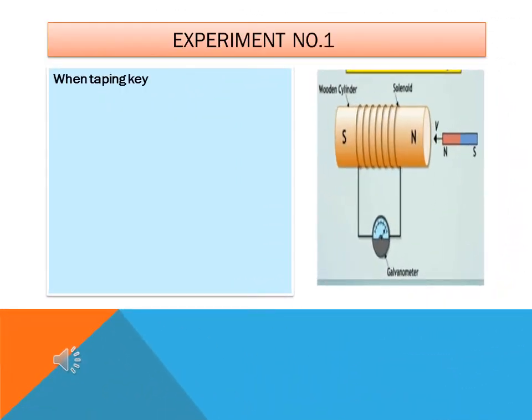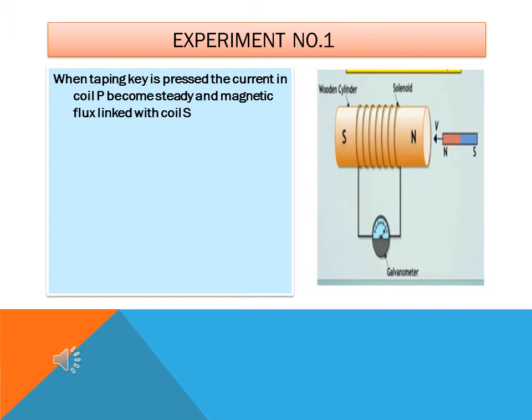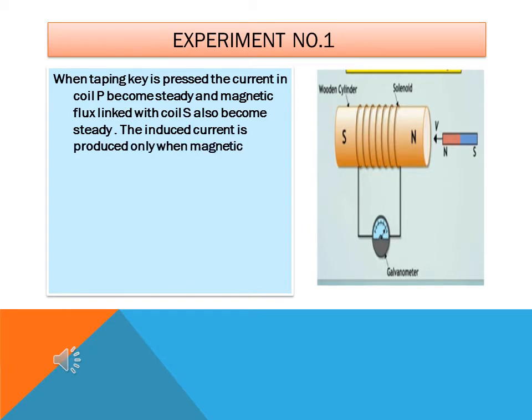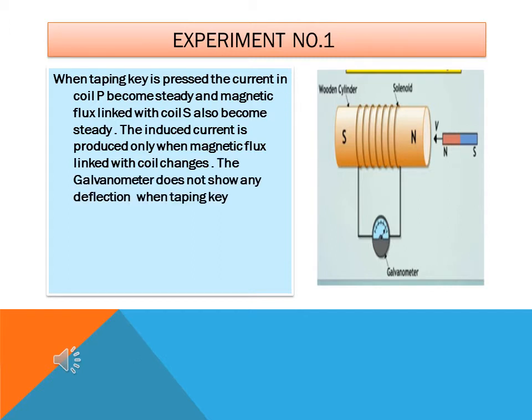When the tapping key is kept pressed, the current in the coil P becomes steady, and the magnetic flux linked with the coil S also becomes steady. The induced current is produced only when the magnetic flux linked with the coil changes. So the galvanometer does not show any deflection when the tapping key is kept pressed.